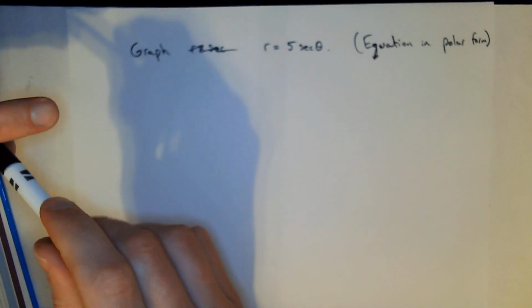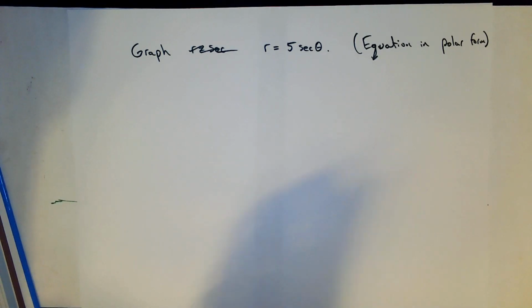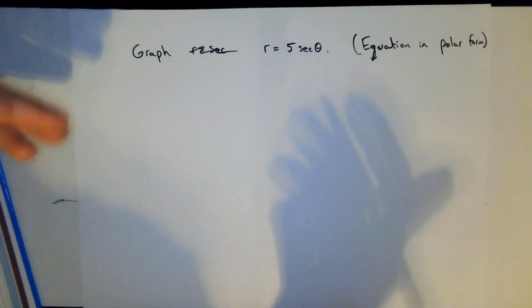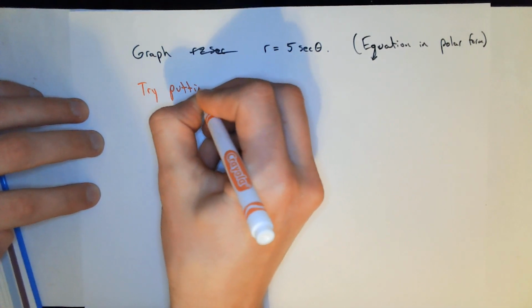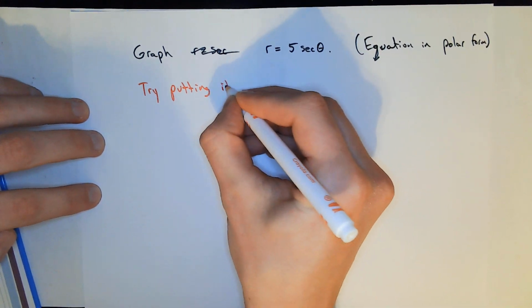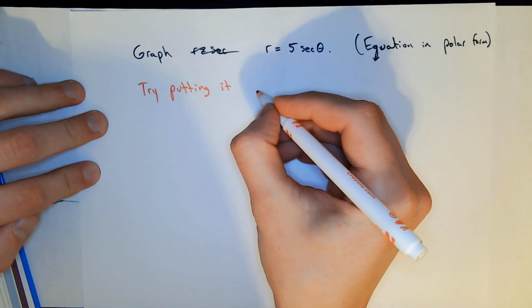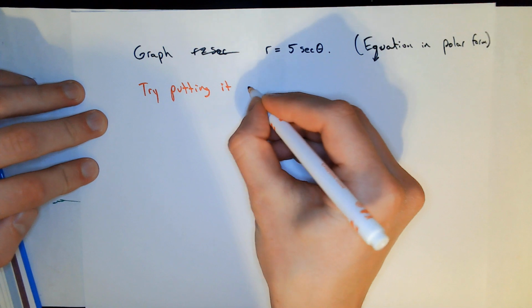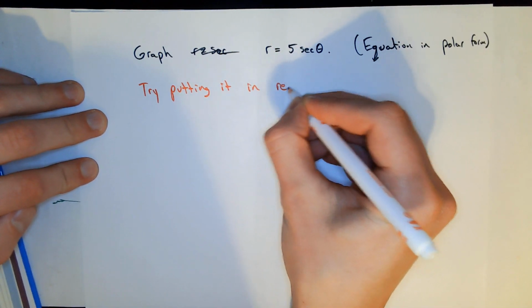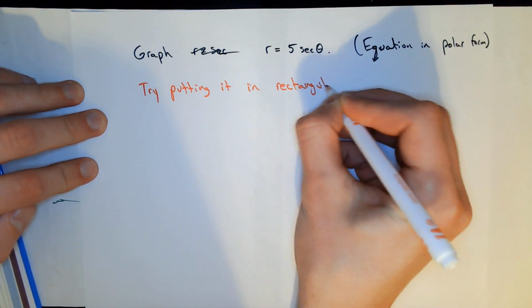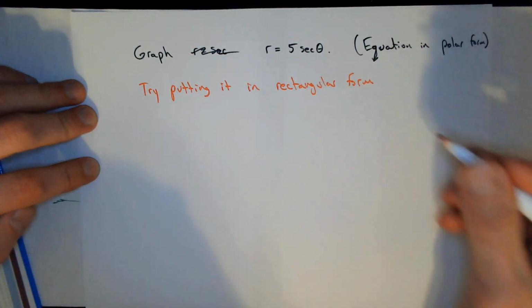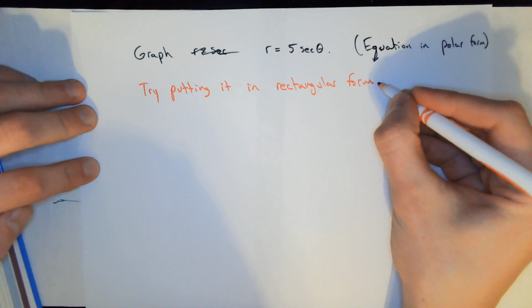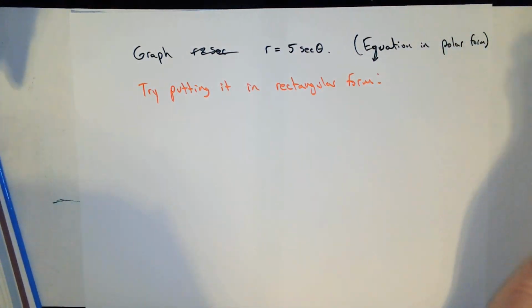Well, there's a trick to this, which is to say, put it in rectangular form and see if it looks easier. This is a theme that you do in like Cal 3 or Cal 2, I can't remember. Try putting it in rectangular form. And sometimes you'll put rectangular form equations in polar form because they're easier to deal with in polar form. So how could I do that?